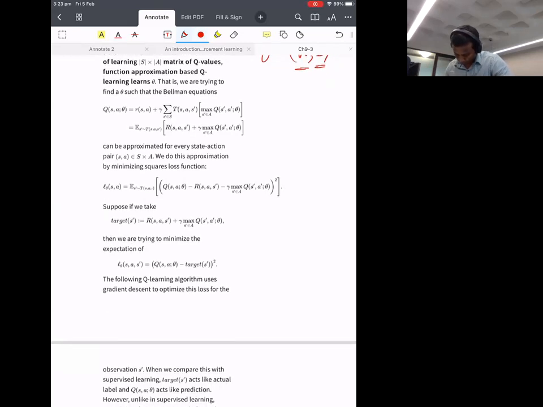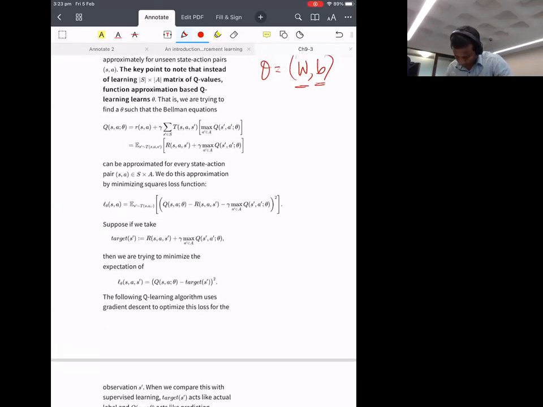So how is it done, what is the loss function? If you remember, this is the Bellman equation for the Q value. What we are trying to do is find theta that satisfies this Bellman equation, say theta star. If this is satisfied, we essentially have the optimal Q value. By rewriting that, we have this expression. I'm just using the expectation with respect to the model.